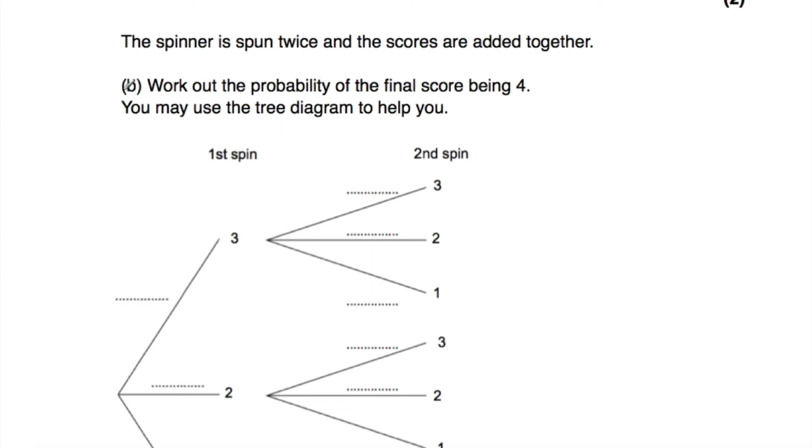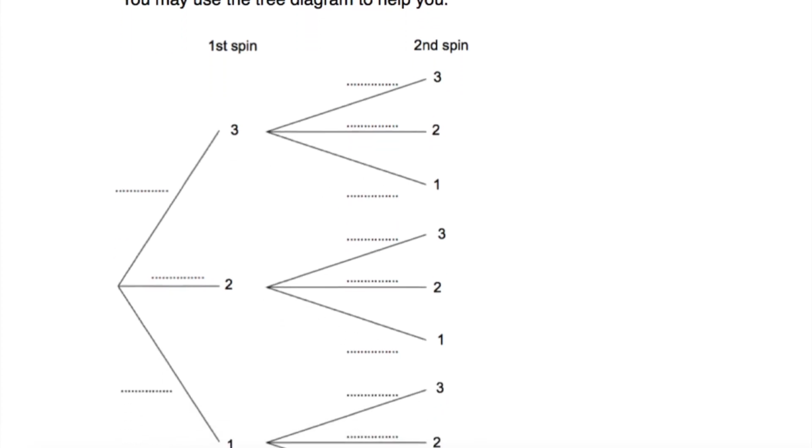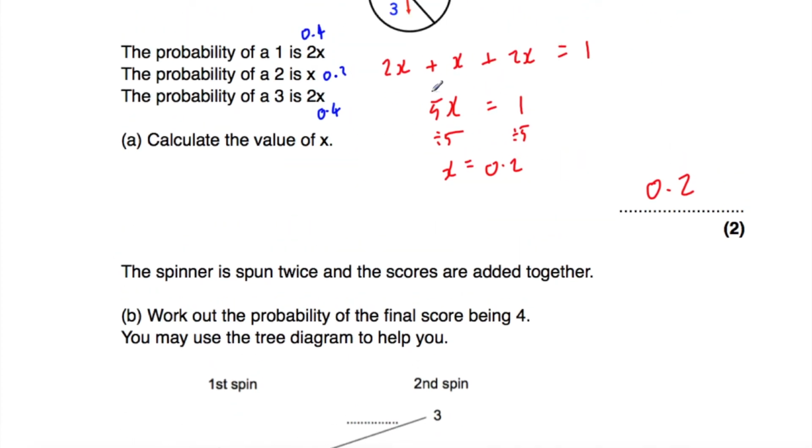And then if we have a look at the question, part B says work out the probability of the final score being 4, and we may use the tree diagram to help us. So let's fill in this tree diagram. Well, we found the probabilities already. The probability that it lands on a 1 is 0.4, the probability that it lands on a 2 is 0.2, and a 3, 0.4.